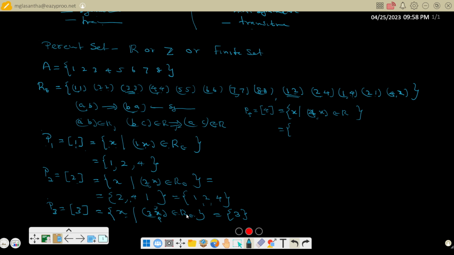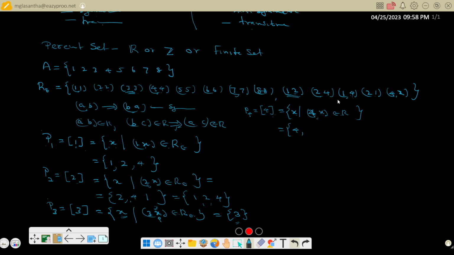Okay? Then you can take only 3. For x you can take only 3. That is this. Okay? Is it clear? Likewise, this square bracket 4 or equivalent class 4 means x, 4x belongs to R. Then what are the values that x can take? 4 is there. 4 you can take.